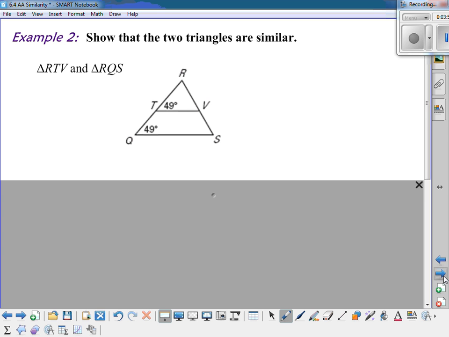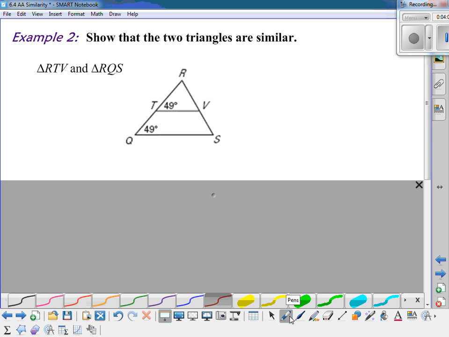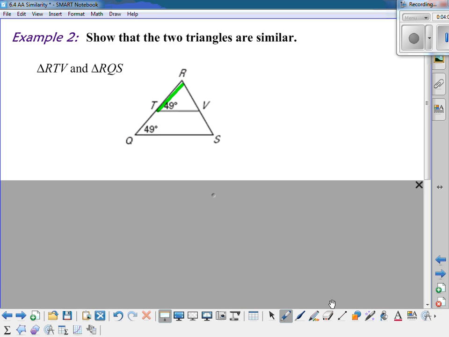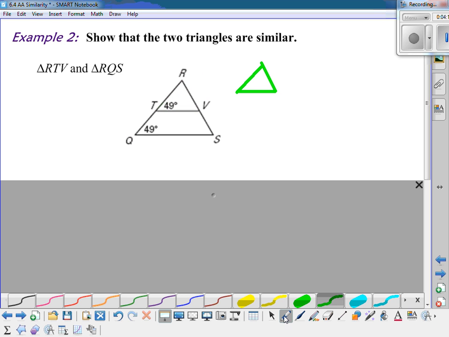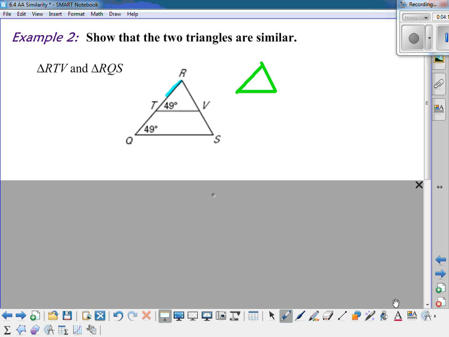All right, so in example 2, we're going to show that I have two triangles that are similar. So I'm looking at triangle RTV. And I'm looking at triangle RQS.